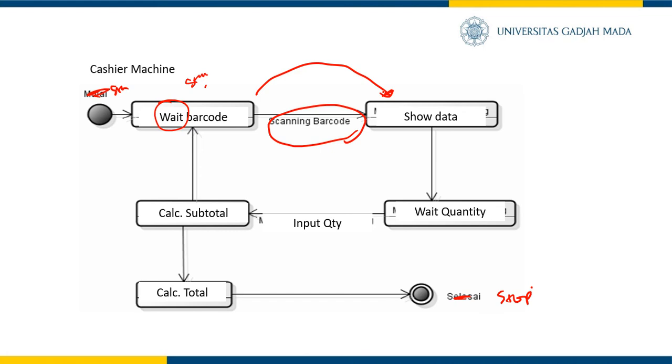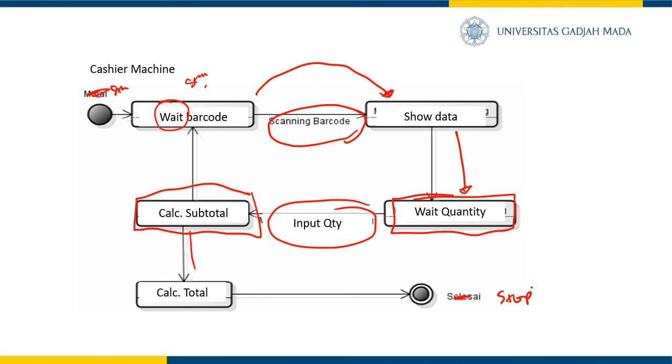So it's like, okay, I'm waiting for the barcode. Okay, I got the barcode, and then I will show the data. And then after showing the data, I will wait for the quantity. The system will wait for the quantity, and the user, the cashier, will input the quantity, and then it will change into calculate subtotal, calculate total, and end of the process. So this is just a simple example of how we use the state chart diagram.